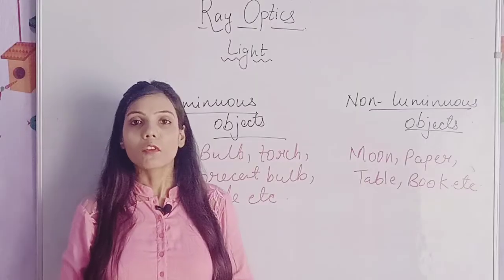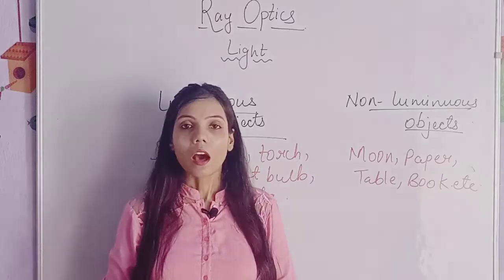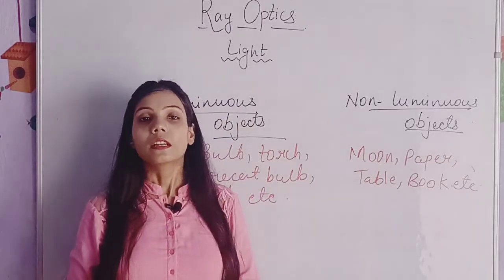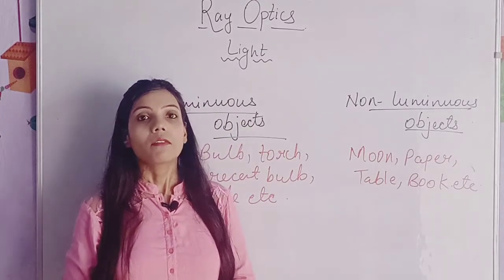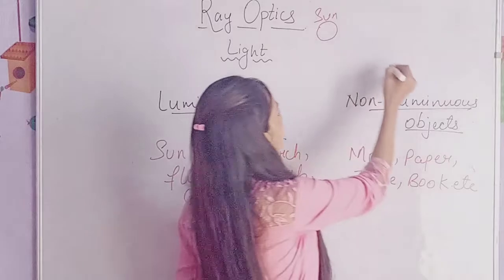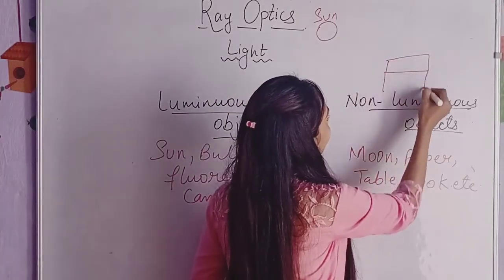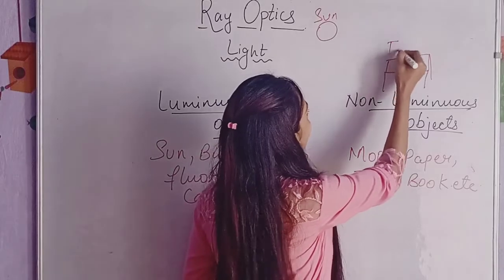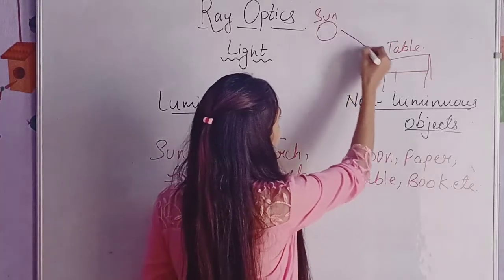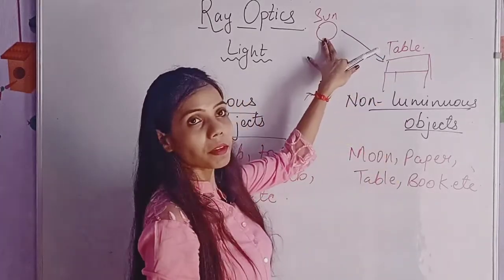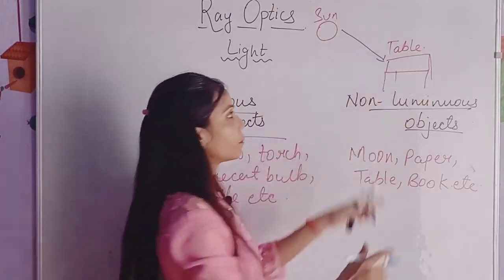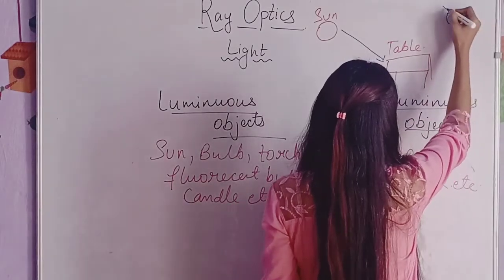Now you may wonder, if non-luminous objects do not have their own light, how come we are able to see them? For this we say that non-luminous objects reflect the light of luminous objects. When the light from the luminous object such as the sun falls on any other object, such as here we have a table which is a non-luminous object, then the light from the sun will fall onto this table in this manner, and since this is luminous but this is non-luminous, the table will reflect the light by making some angle, and it will reach the observer's eye.